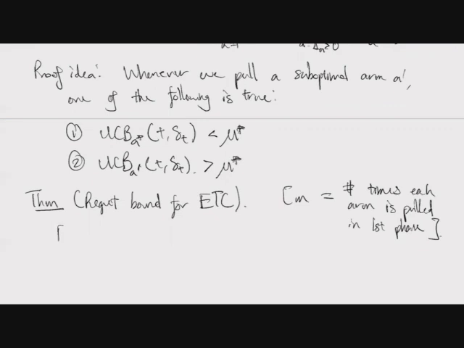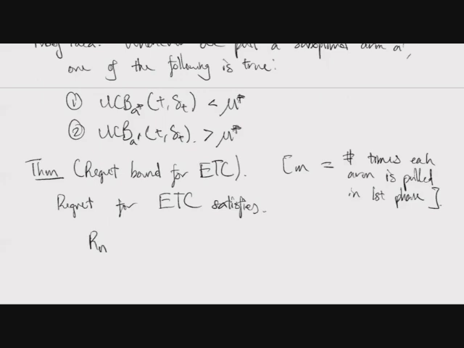And so the theorem is as follows. The regret for ETC, R_n, satisfies R_n is less than m times the sum from 1 to k of the suboptimality gaps for each arm, plus (n minus m k) times the sum from 1 to k of, again, the gap times this exponential term.